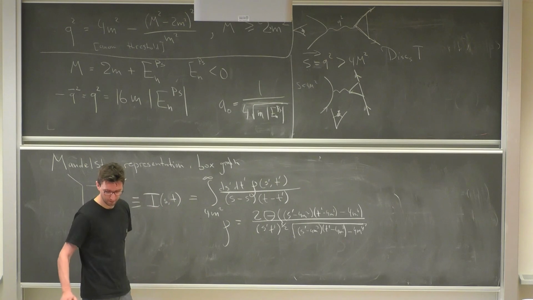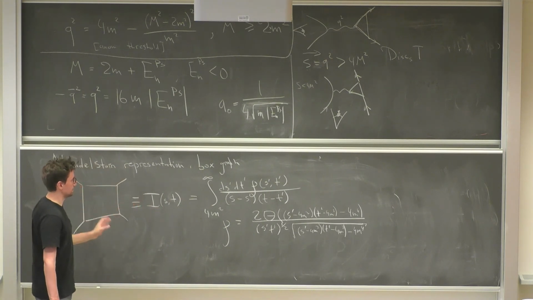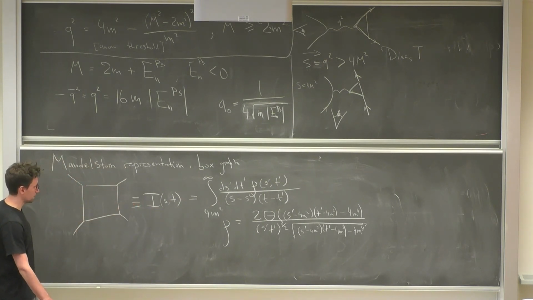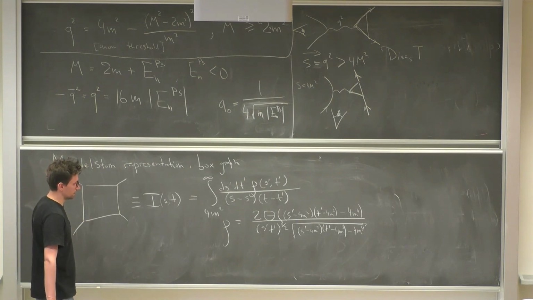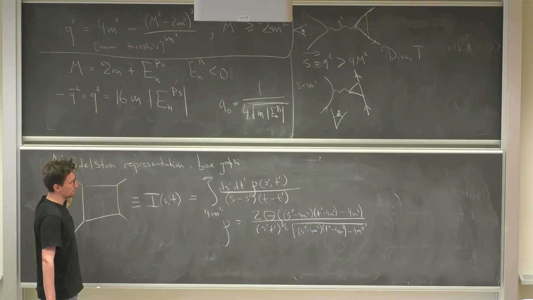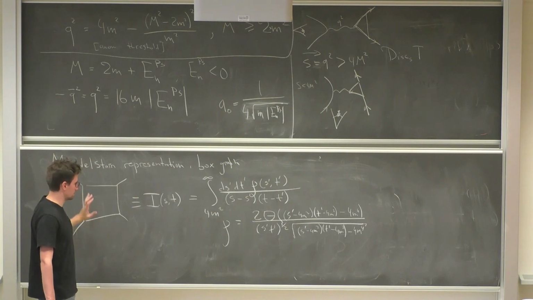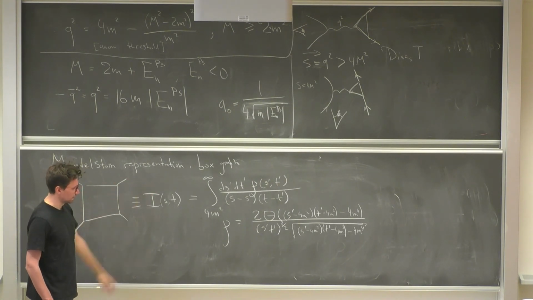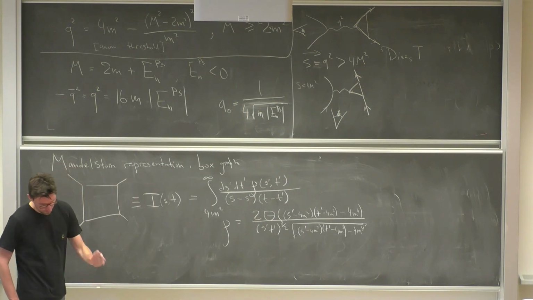It hasn't been proven, but the simplest example that appears is this box. Here you already see some of the features: normal threshold, Landau curve. If you start changing the external masses, you will develop anomalous thresholds. If you change them even more, you start developing complex singularities. So already the story of a box is very complicated, but when all the masses are equal, it's just that. Let me stop here.